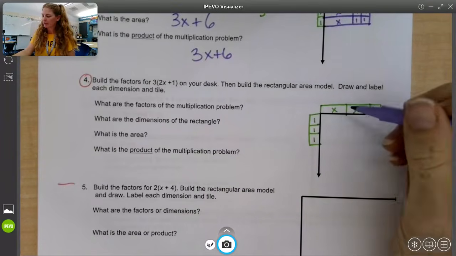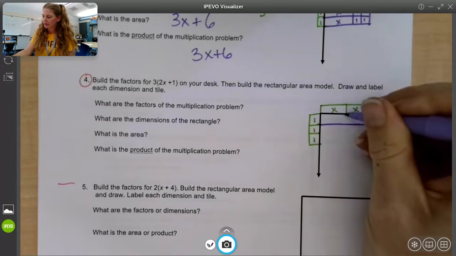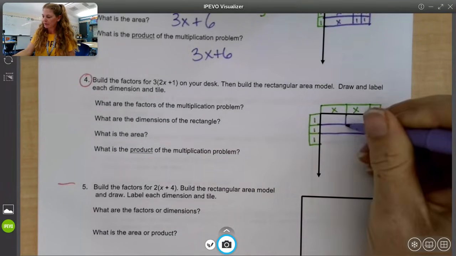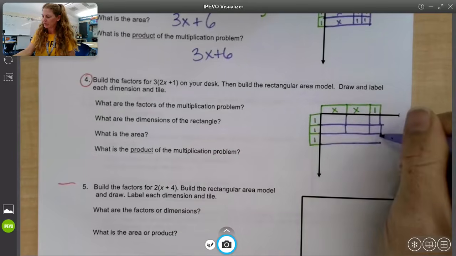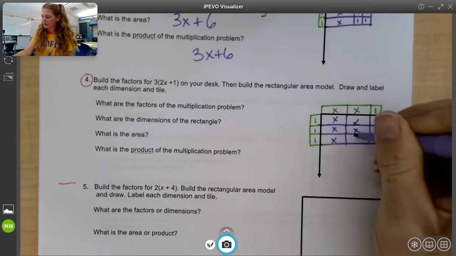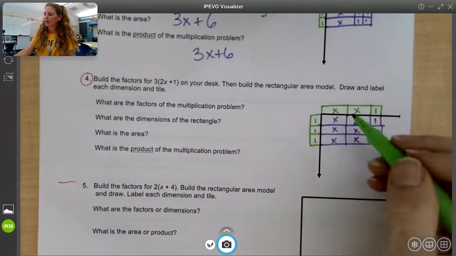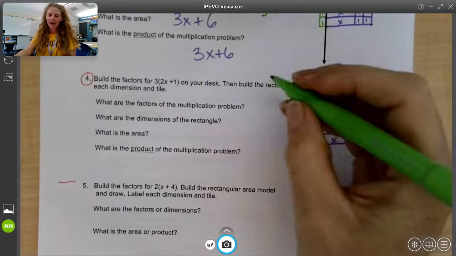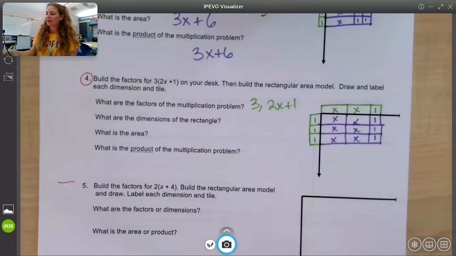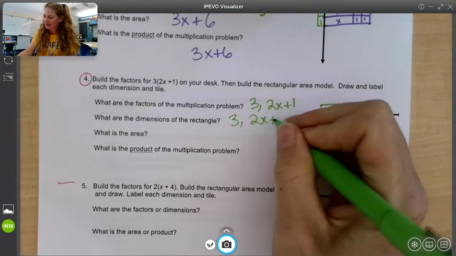So here we have 3 groups of 2x and 1. So here's one group of 2x and 1. Here's a second group of 2x and 1, and a third group of 2x and 1. And we're going to draw in our x's, and we're going to draw in our 1s. So the factors of the multiplication problem are what are on the outside that we multiplied together. So we have 3 and 2x plus 1. So the dimensions of our rectangle are 3 and 2x plus 1.